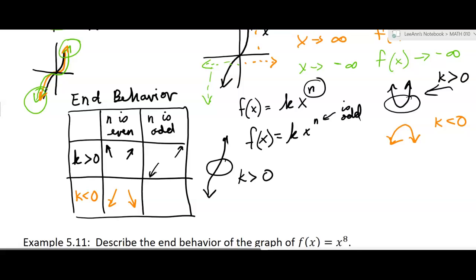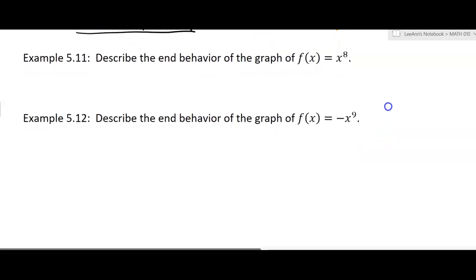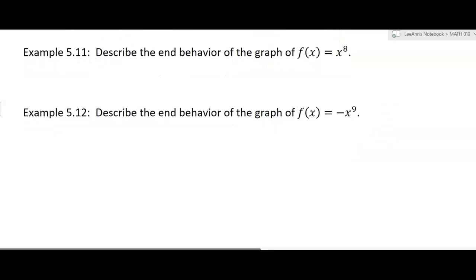Okay, now, if k is negative, if k is less than 0, then it's going to go the other way. It's going to flip like it's reflecting about the x-axis. So it's going to go up to the left and down to the right. Okay? If you use this little chart, it might be helpful for you to figure out what we call end behavior. Okay, so they have an example here.